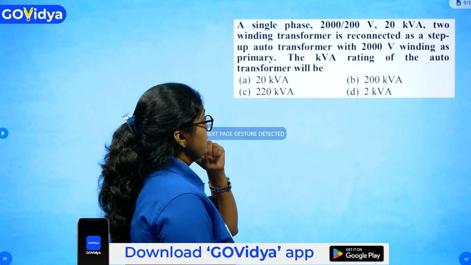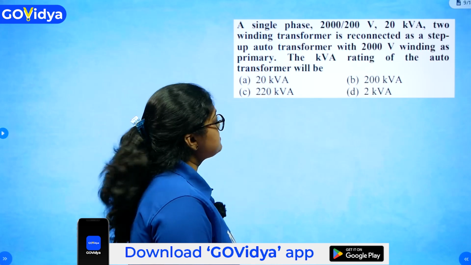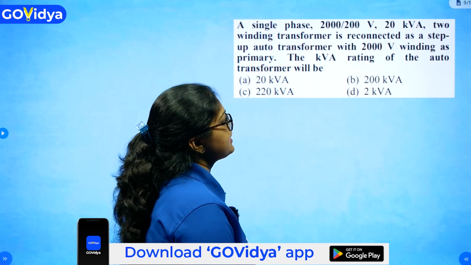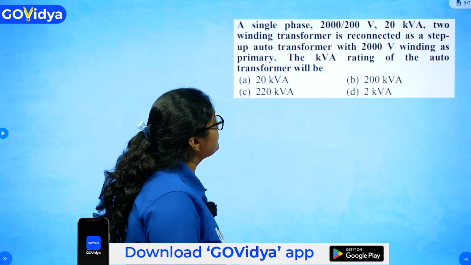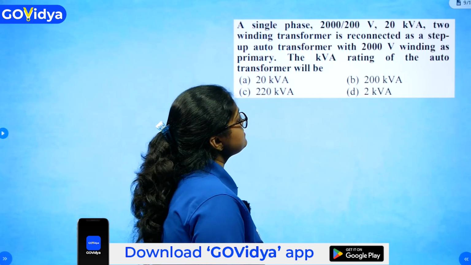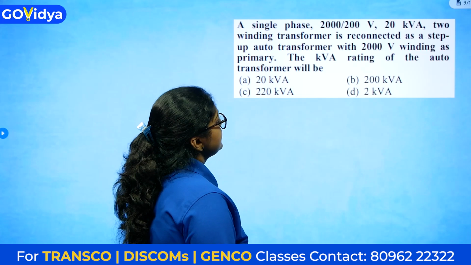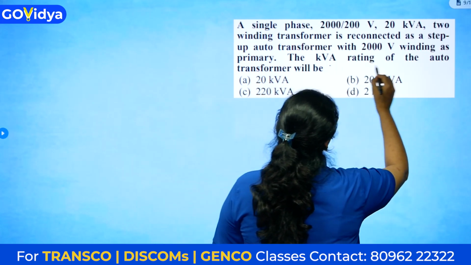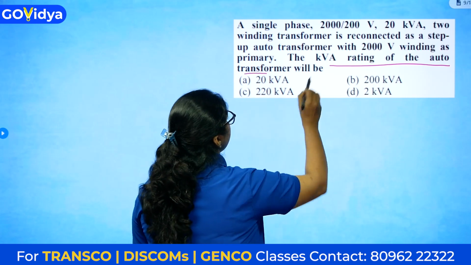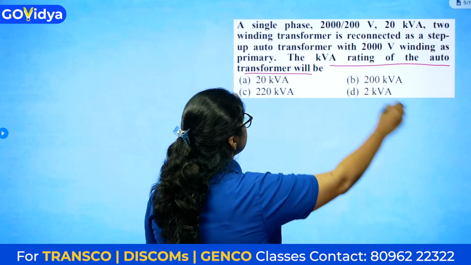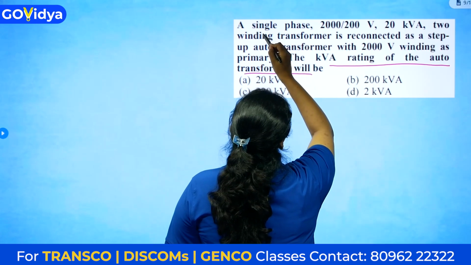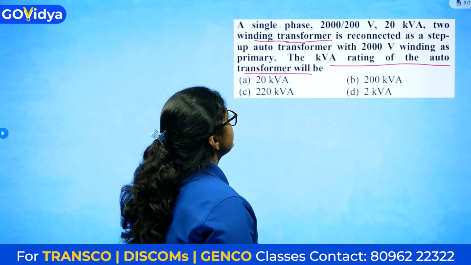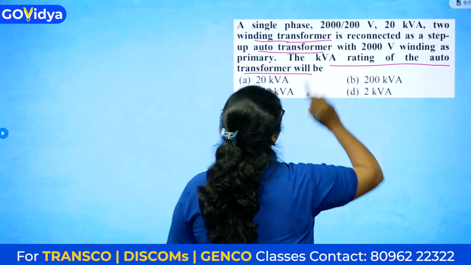A single phase 2000 by 200 volts, 20 kVA two winding transformer is reconnected as a step up auto transformer with the 2000 volts winding as primary. The kVA rating of the auto transformer is? So we have to calculate the auto transformer kVA rating. At first the machine is a two winding transformer. This two winding transformer is reconnected as an auto transformer.